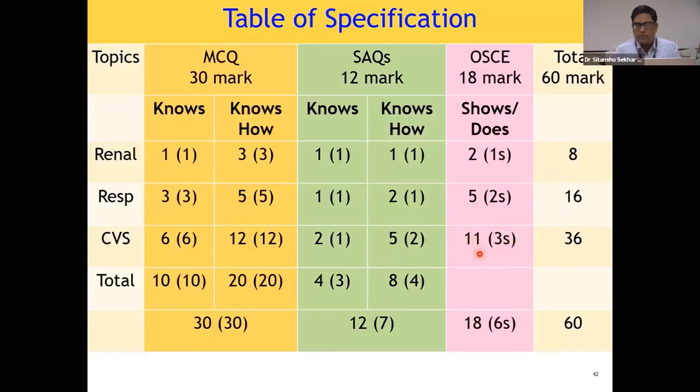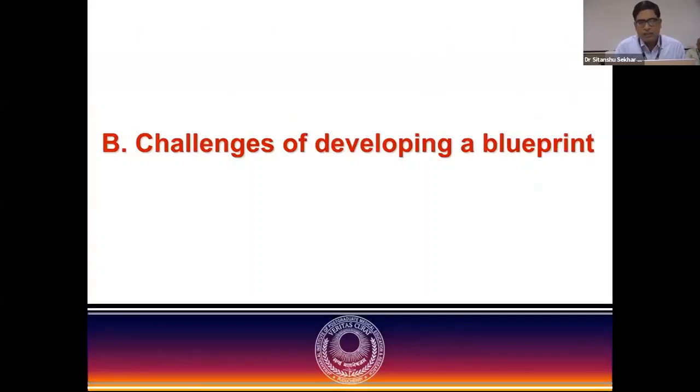It is all because of sampling error that is happening here. So this is ultimately how the table of specification will look like. Now the last component. So as of now, what we have done is in the first section, we discussed the need of a blueprint and what is a blueprint, how it helps.